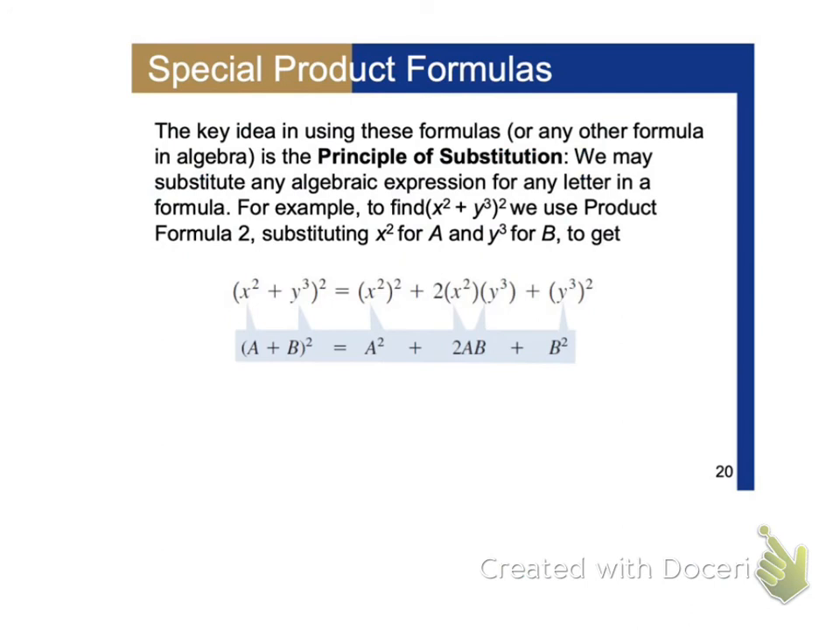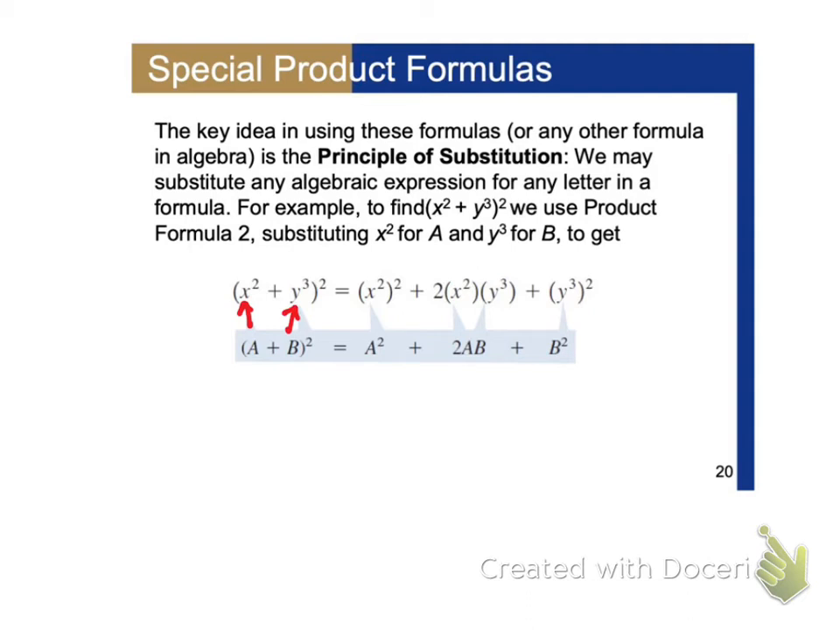So the key idea in using these formulas, or really any other formula in algebra, is the principle of substitution. And we may substitute any algebraic expression for any letter in a formula. For example, to find x squared plus y cubed, squared, which was basically that square of a sum, which is formula 2, instead of using a and b, we'll use x squared and y cubed instead. See what I'm saying is we pretend like x squared is the a and y cubed is the b.